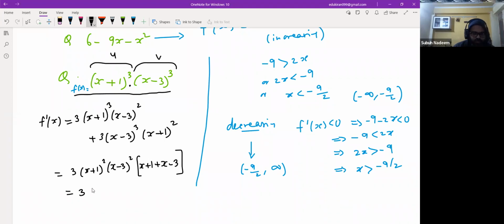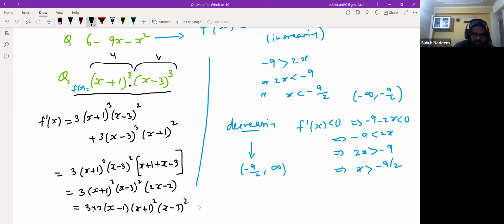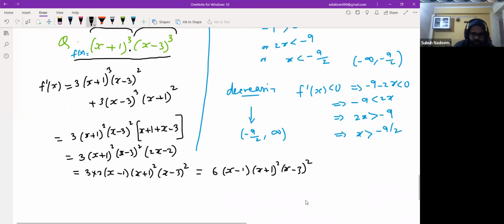So you will say 3 into (x plus 1) whole square into (x minus 3) whole square. And this will become 2x minus 2. So 3 into 2 will be common. (x minus 1) into (x plus 1) whole square into (x minus 3) whole square. So this is what we are getting. We can write it as 6 into (x minus 1) into (x plus 1) whole square into (x minus 3) whole square. Now we have to see the sign scheme.